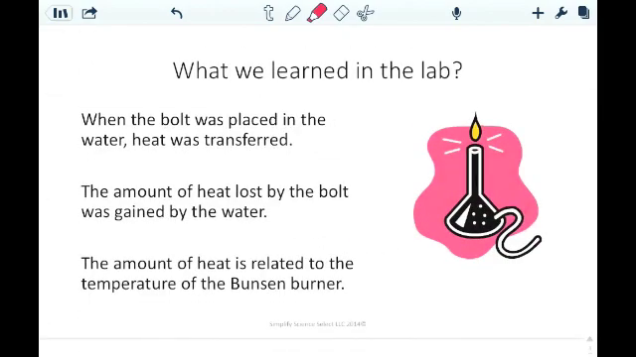Now, what we learned in the lab, when the bolt was placed in the water, heat was transferred. The heat was transferred from the bolt into the water, and the amount of heat that was lost by the bolt was gained by the water. And so we see that that heat or that energy was conserved. Now the amount of heat is related to the temperature of the Bunsen burner, and we did some math to work back to figure out what was the temperature of the Bunsen burner.